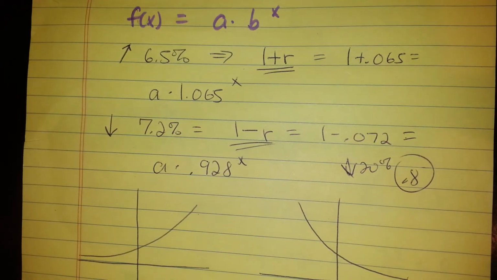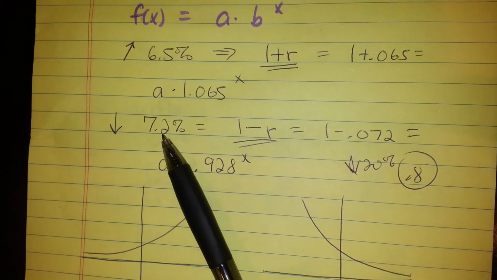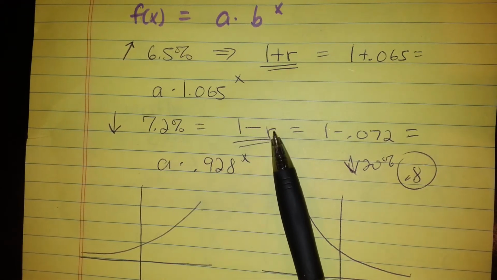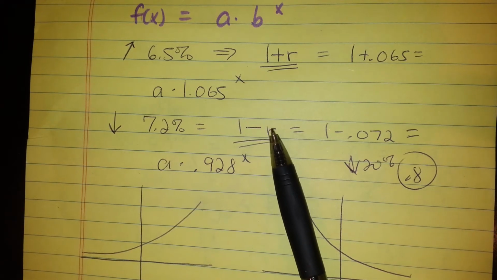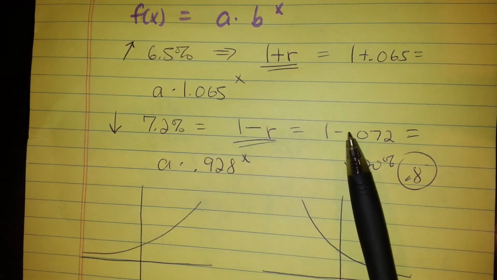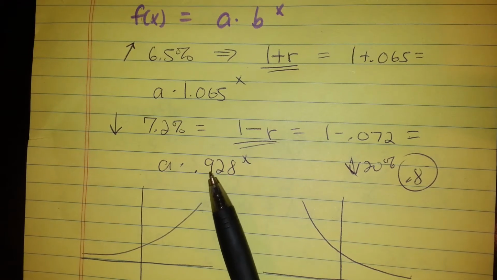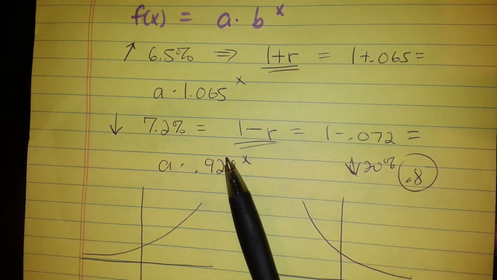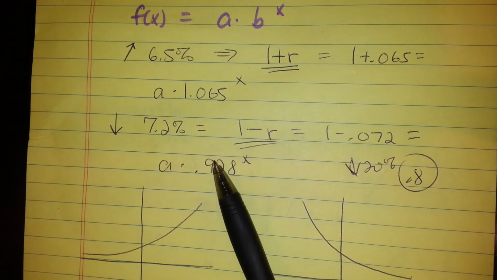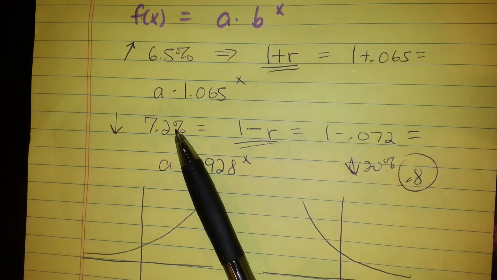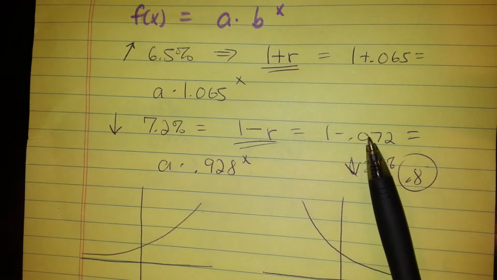So here's a decay version. Something's decaying at 7.2% per year. To get a decay factor, I take 1 minus that. Decimal r is the rate in decimal form. 1 minus 0.072 gets me 0.928. So if I multiply something by less than 1, it's decaying. That 0.928 is the decay factor that reflects a 7.2% decrease, which would be 1 minus 0.072.